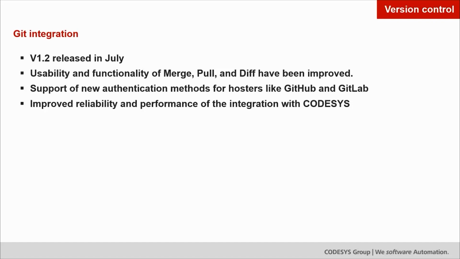Usability and functionality of merge, pull, and diff operations have been improved. Also, support for new authentication methods for hosters like GitHub and GitLab has been added. And finally, we improved the reliability and performance of the integration with CODESYS. This is especially important if you're working with large projects or libraries with the Git integration add-on. Operations like checking out a different branch or checking if the project is still up to date are a lot faster now than they were in the previous version.